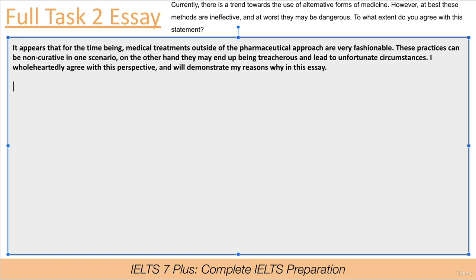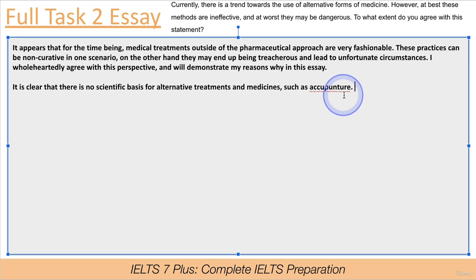Okay then, so let's go to our topic sentence of the first agree paragraph, and we're going to talk about why we agree. What's our main argument? It is clear that there is no scientific basis for alternative treatments and medicine. Let's put in an example here, such as acupuncture. Okay. So we are just stating very clearly that this is not based in science, so we're completely agreeing.